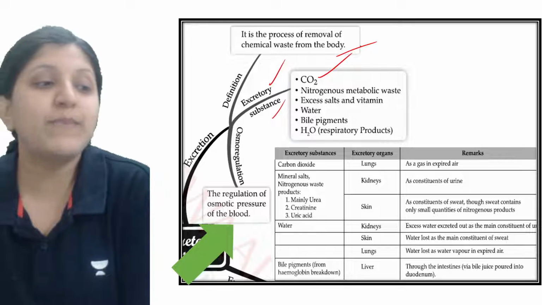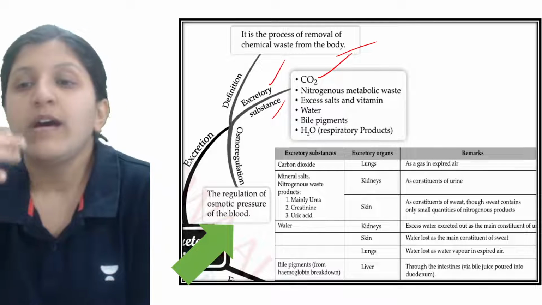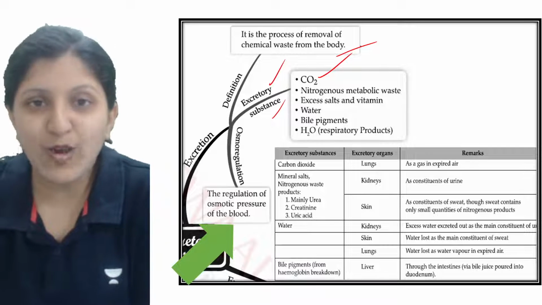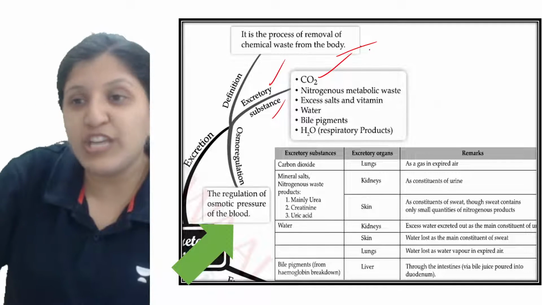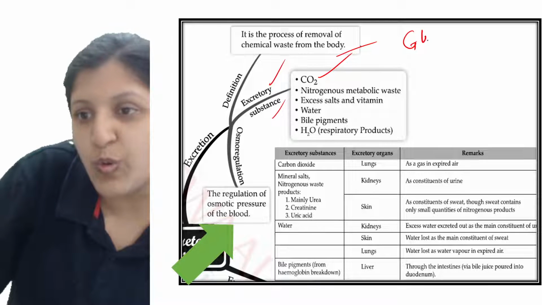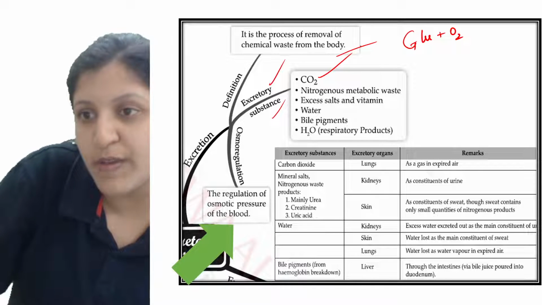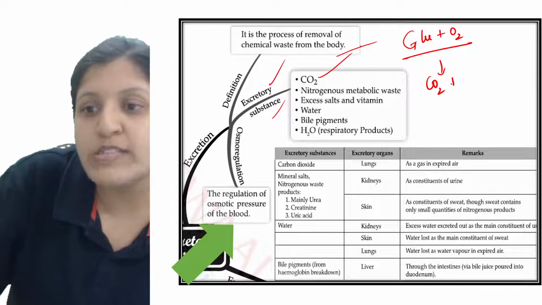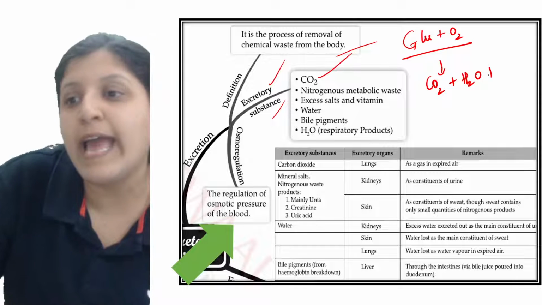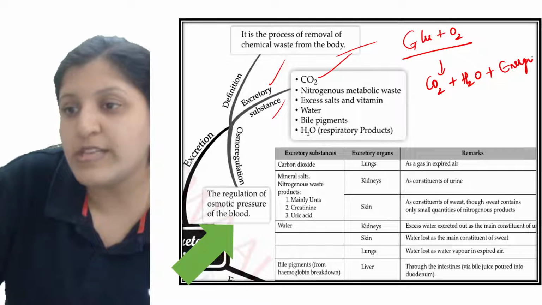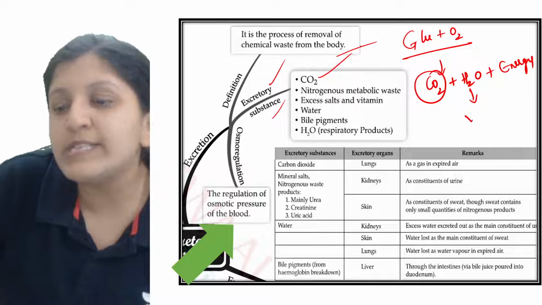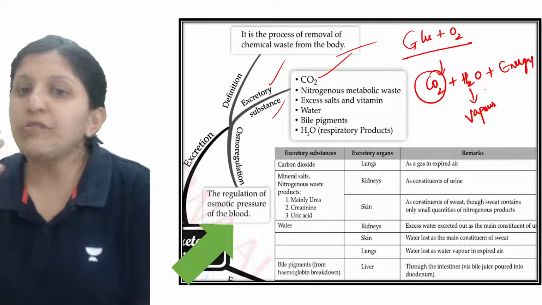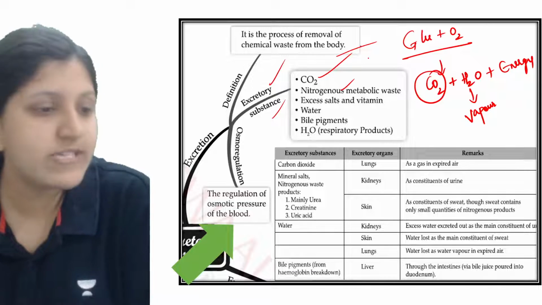That is mainly because along with this carbon dioxide removal, there is water vapor also that is lost. In the cellular respiration equation, glucose gets oxidized. Upon oxidation of this glucose, carbon dioxide is produced, water is produced, and energy is produced. This carbon dioxide, along with the water vapor formed, is removed through the respiratory system.